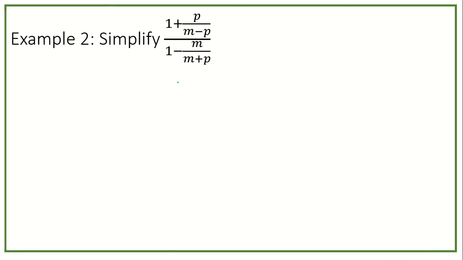So we have here 1 plus p over m minus p all over 1 minus m all over m plus p. So ito yung main fraction bar natin. So ito yung numerator, ito yung denominator. So yung sabi ko sa inyo, in my end, I would use the second method, but feel free to use the first method if you want. So, lahat ng denominators dito, denominator ni 1, 1 lang naman. Yung denominator dito, m minus p. Ito 1, ito naman m plus p.